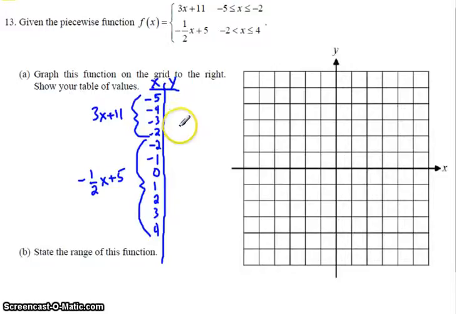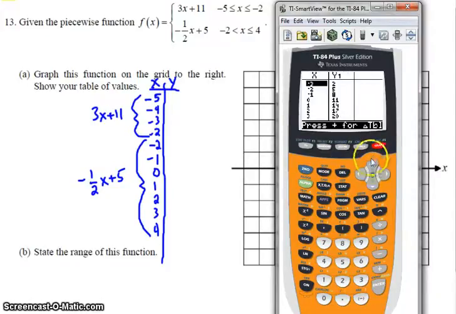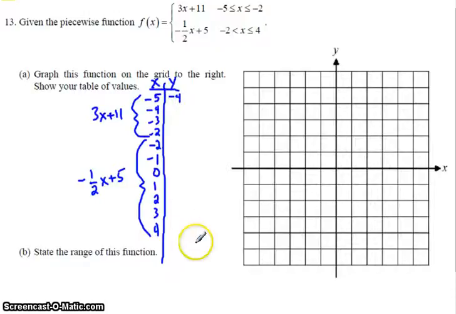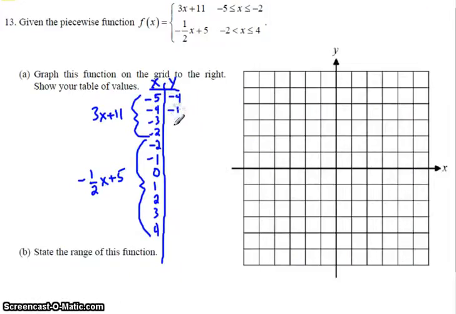So let's do that. I'm going to bring up my calculator, hit y equals, and put in 3x plus 11. And I'm going to look at my table of values and just copy down all the values here. So for -5, it's -4, and it goes up 3 every single time. -4 is -1. I go to 2, and I go to 5.